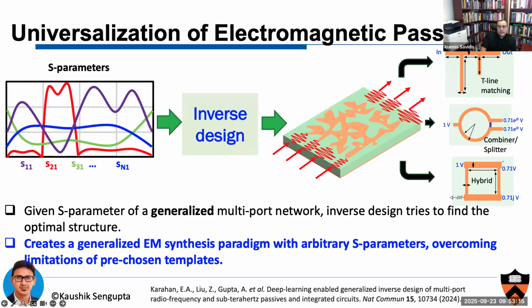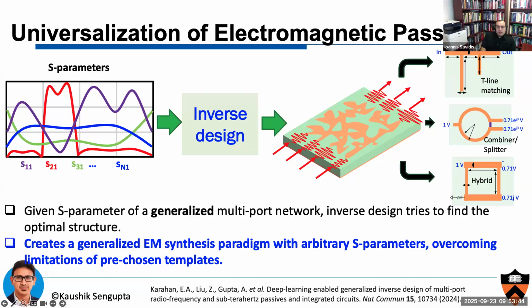To accomplish this, there are two things that are done. We universalize EM synthesis, and this is some of the work that Dr. Sengupta has done, as well as the circuit. What does this universalizing mean? It means that instead of choosing a template, we choose an arbitrary shape for the passive matching network, and let the algorithm figure out the optimal EM structure for the end ports for the target S parameters.